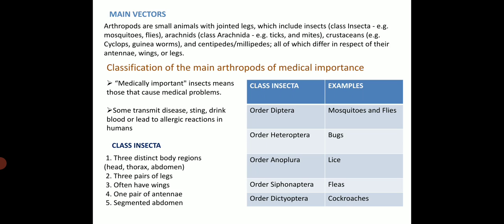This class Insecta includes the order Diptera, for example mosquitoes and flies, order Heteroptera, that is the bugs, order Anoplura, that is the lice, order Siphonaptera, fleas, and order Dictyoptera, that is cockroaches.